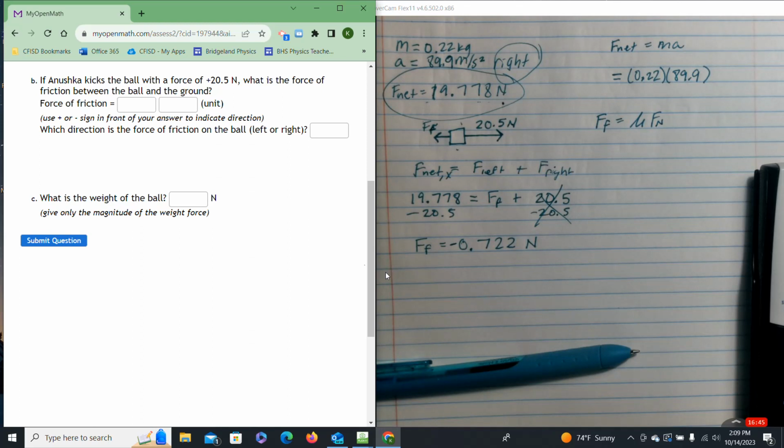So let's go ahead and put that in here. Force of friction, negative 0.722. My unit is the newton. The direction of the force of friction is to the left.